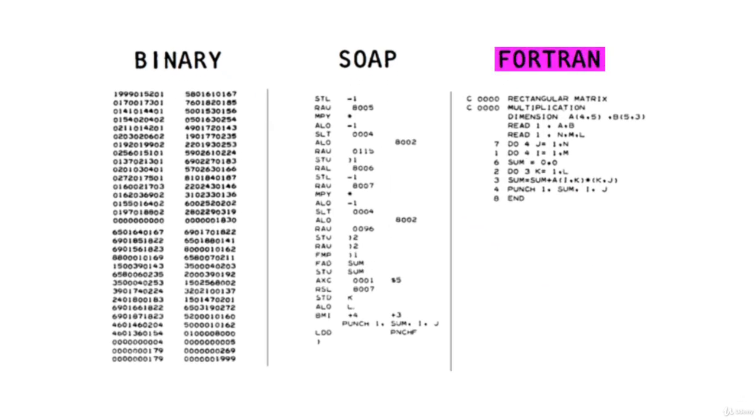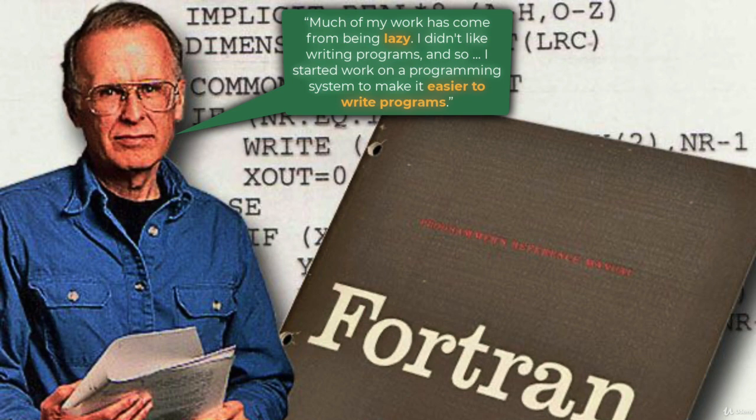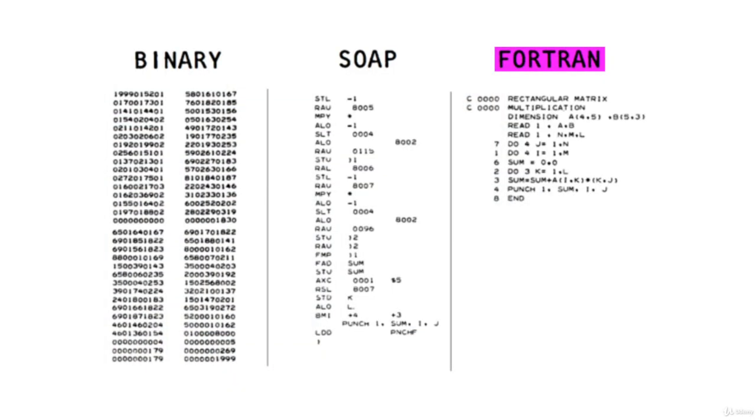Fortran, derived from formula translation, was released by IBM a few years later, in 1957, and came to dominate early computer programming. John Backus, the Fortran project director, said, "Much of my work has come from being lazy. I didn't like writing programs, and so I started work on a programming system to make it easier to write programs." On average, programs written in Fortran were 20 times shorter than equivalent handwritten assembly code.